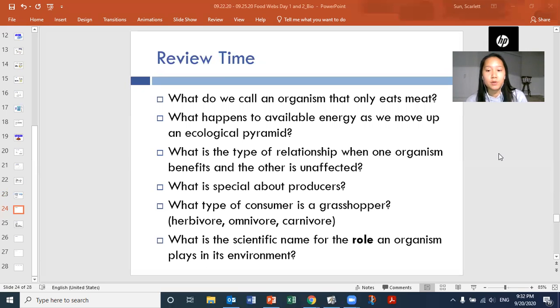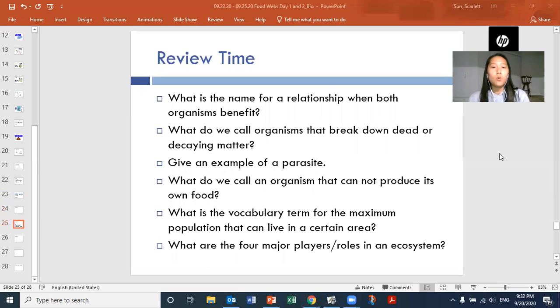What is the scientific name for the role an organism plays in its environment? It's a niche. What is the name for a relationship when both organisms benefit? That would be mutualism. What do we call organisms that break down dead or decaying matter? Decomposers, right? For example, bacteria and fungi. Give an example of a parasite. Ticks, tapeworms. The longest tapeworm ever found in a human intestine was 60 feet long. That's crazy. That's like part of a football field length.